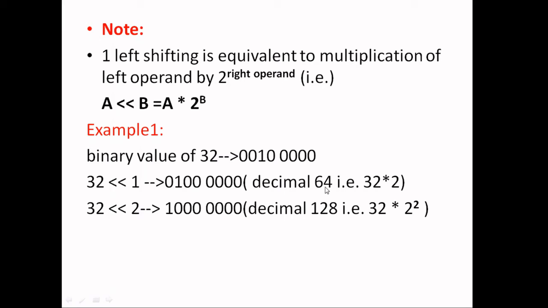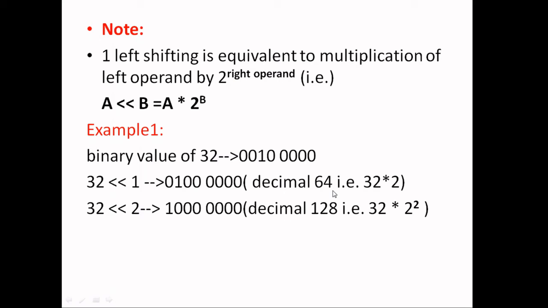That is A into 2 power B. Here if you observe, the value of B is 1. So the right operand is 1. That means A into 2 power 1. A is 32, so 32 into 2 power 1, 32 into 2, it is 64.